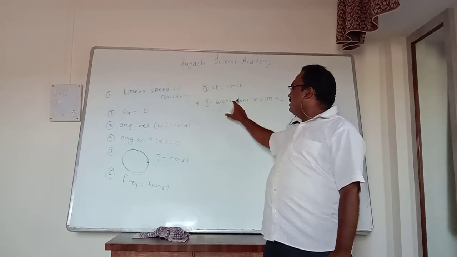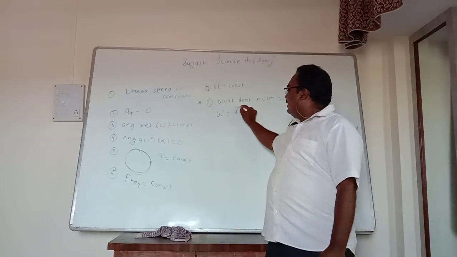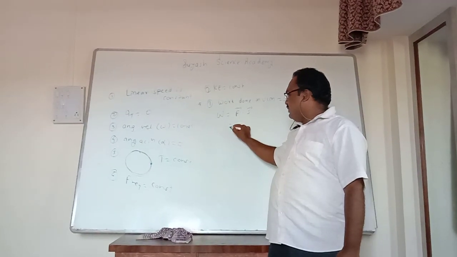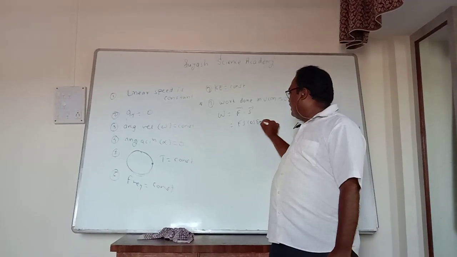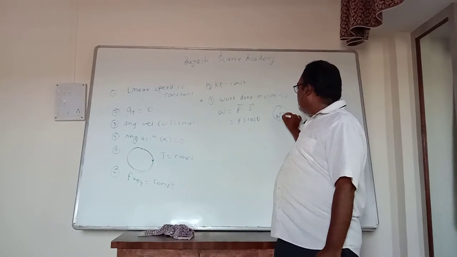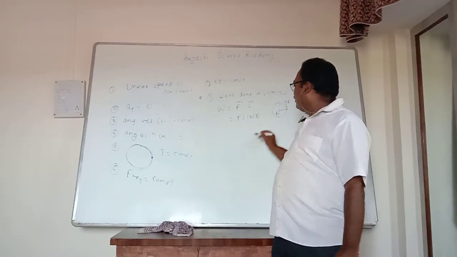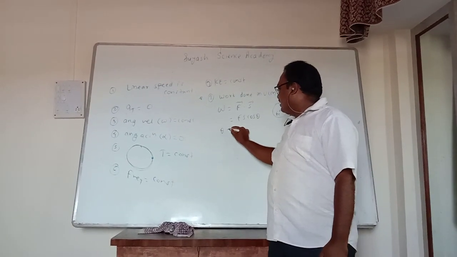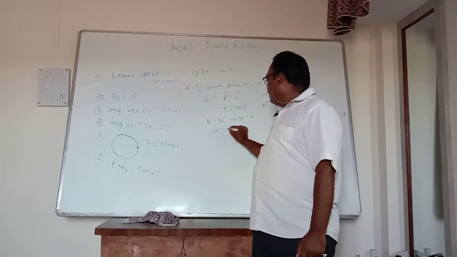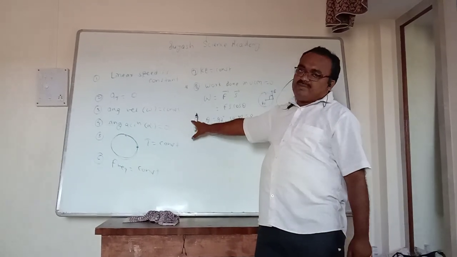Here is a small proof. Work is given by F dot S, the dot product of force and displacement. If you expand this, you get Fs cos theta. In circular motion, the force required is the centripetal force, and displacement is in the direction of velocity. Therefore the angle theta is 90 degrees, and cos 90 is zero. Therefore, work done in UCM is zero. This is the 8th property.